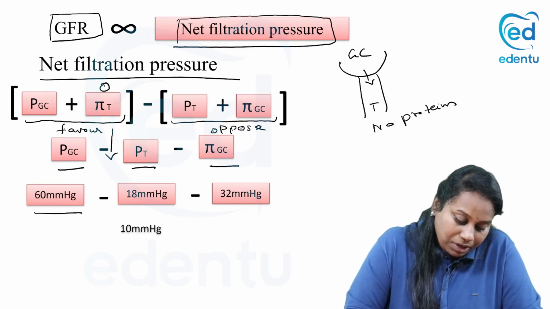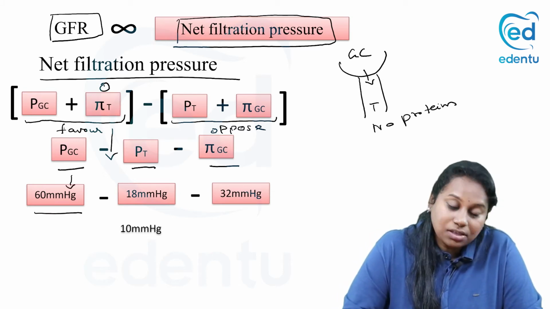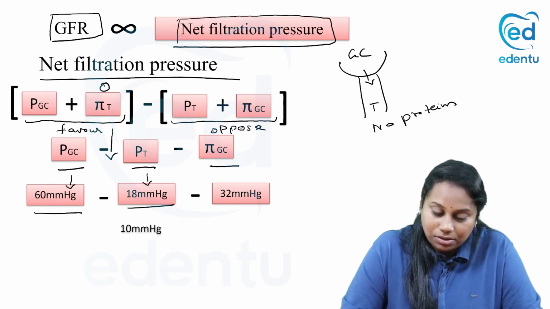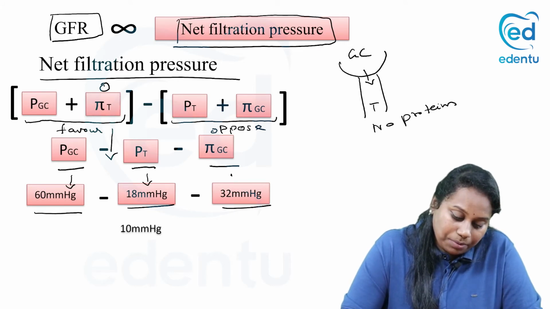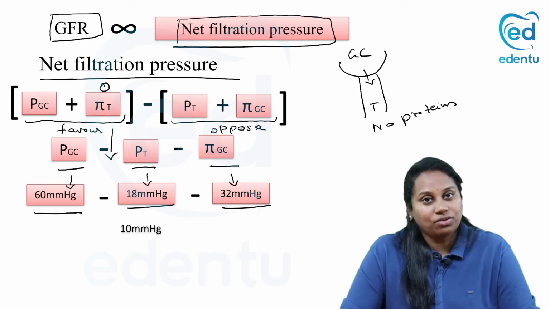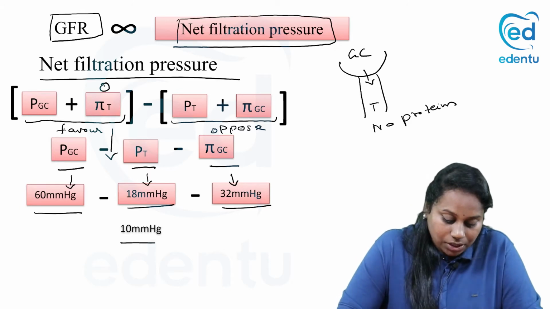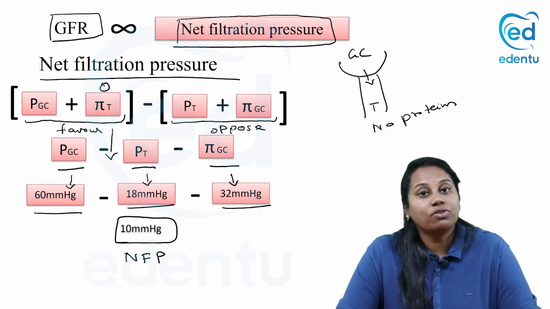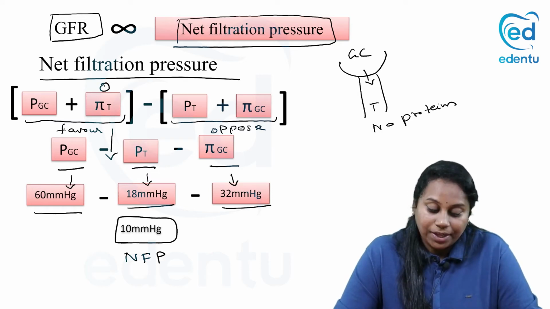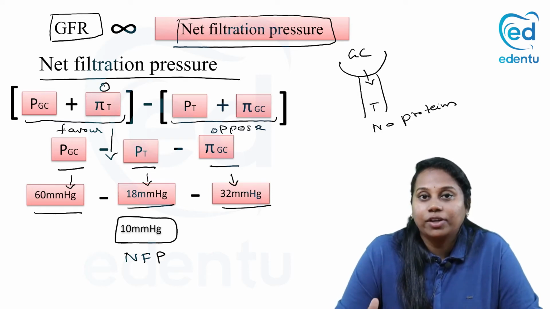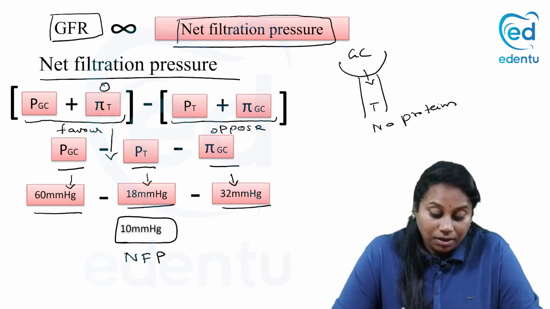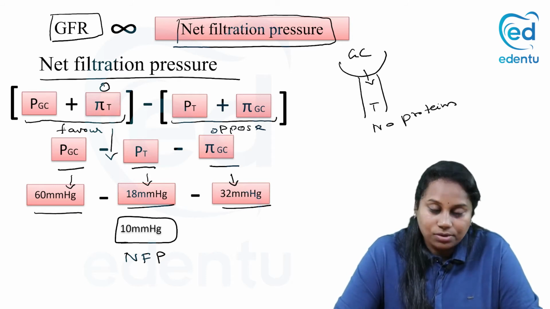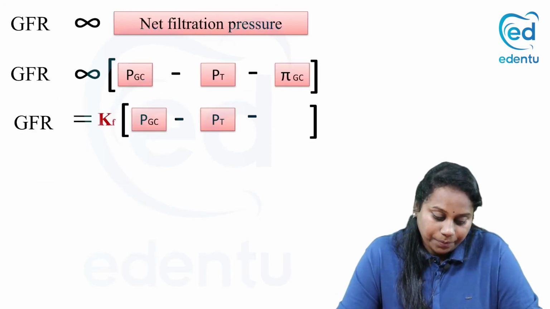And if you substitute the normal values, normal value of PGC is 60 millimeters of mercury. Normal value of PT is 18 millimeters of mercury. Normal value of pi GC is 32 millimeters of mercury. If you substitute all this, you will get a net filtration pressure of 10 millimeters of mercury, which is your normal value. These steps are important because in your next pattern of exams, you can have questions like calculate the net filtration pressure and they can give you values for all this.